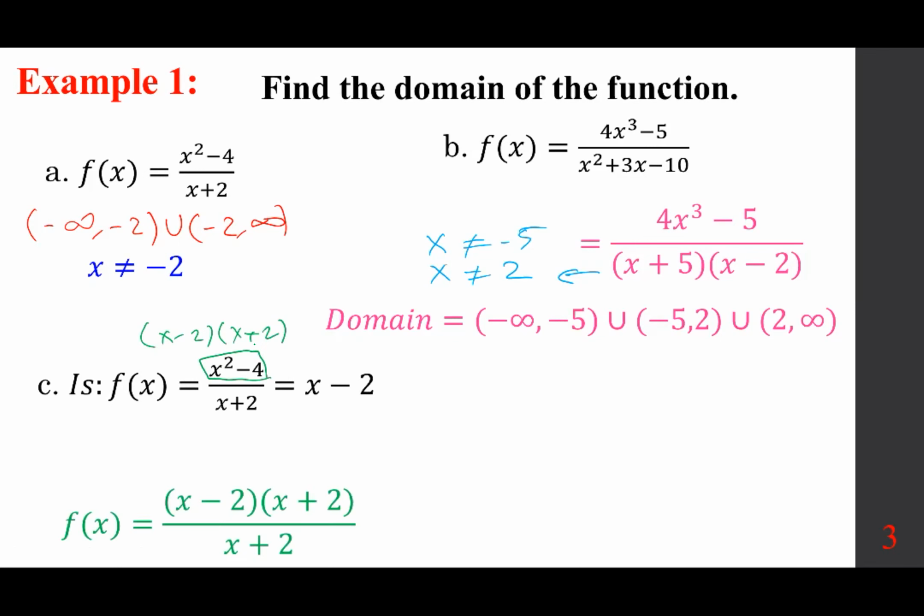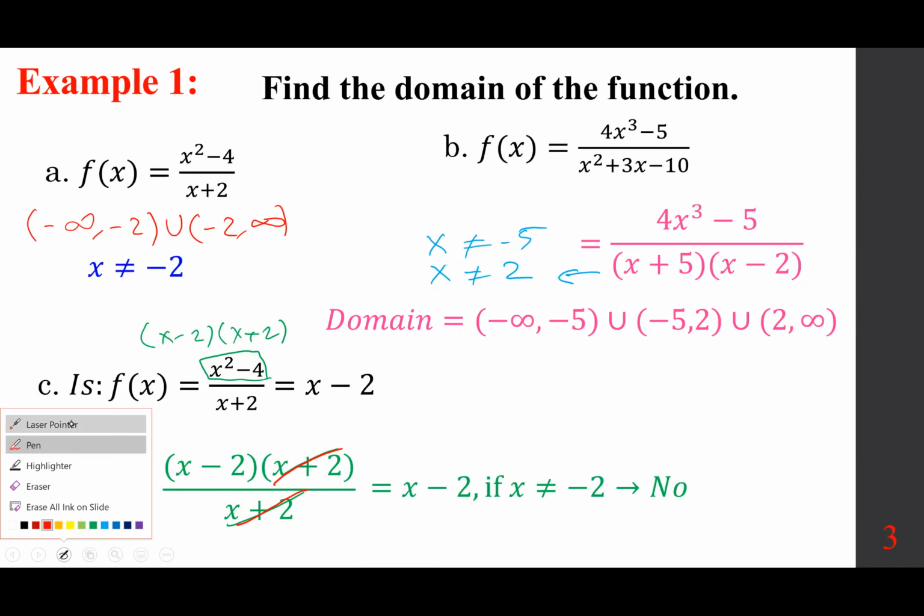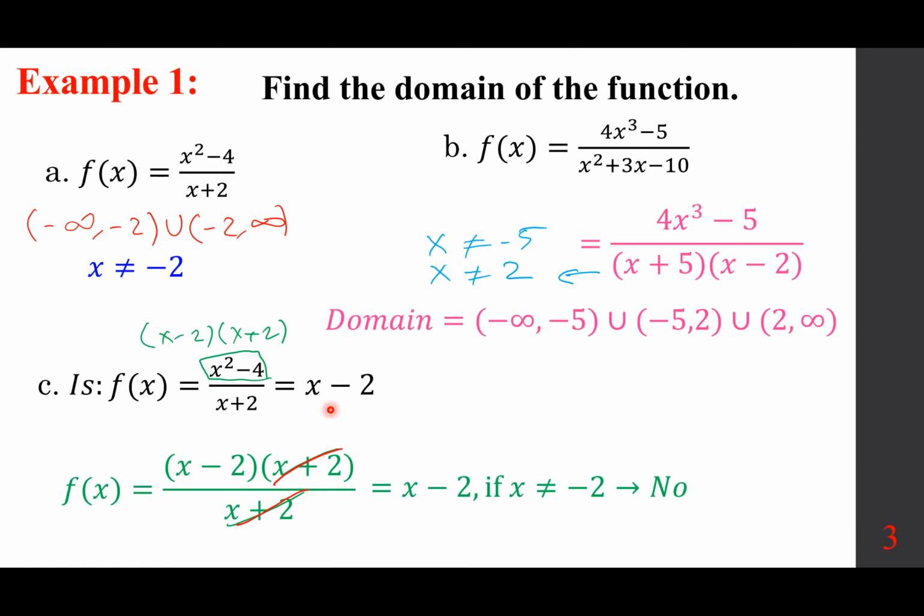So when we do the factoring, we can drop the common factor of x plus 2. However, it remains that x can't be -2. So it's not that f of x is always equal to x minus 2. No, f of x equals x minus 2 under this condition, which means if you were to graph this, it's a line.